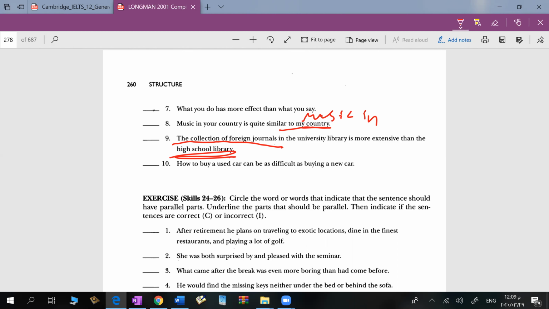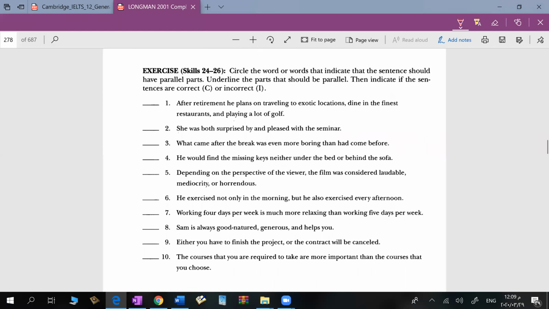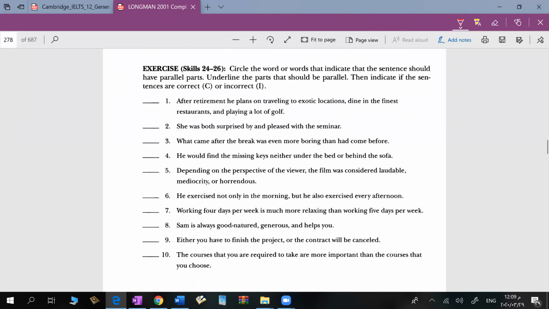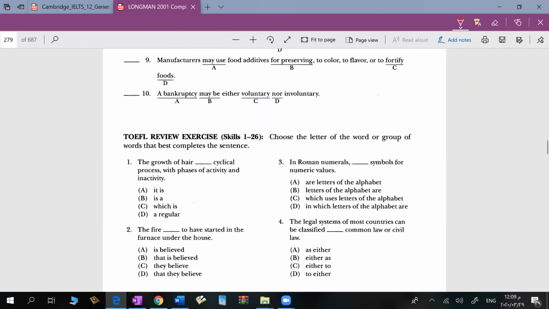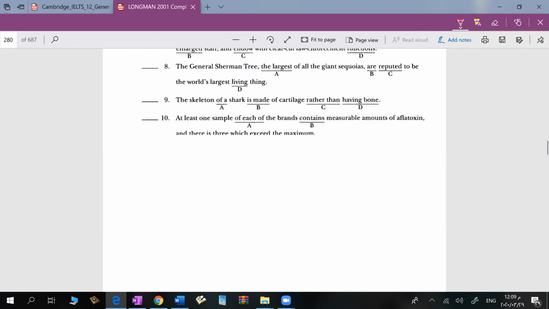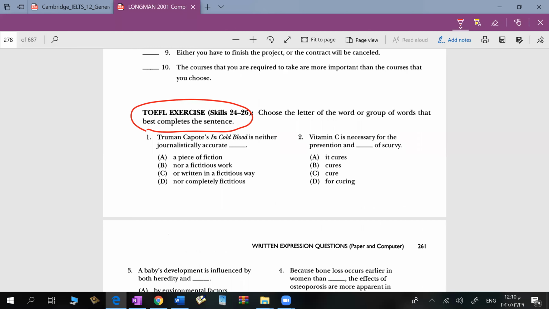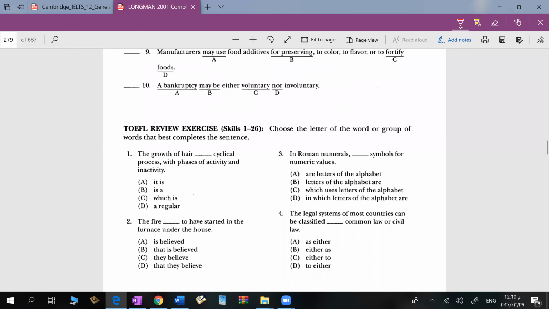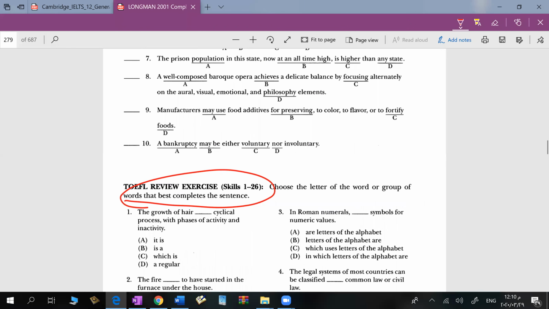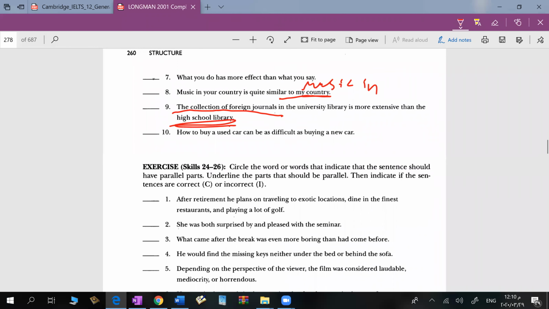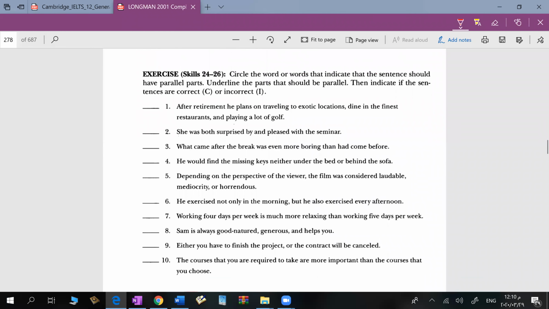Okay, how to buy a used car can be as difficult as buying a new car. Correct. Okay, I will leave you this as homework, and this as homework also. And there is a third one, I believe. Yes. Okay, let's do this together. Take 1 minute. Have a look.